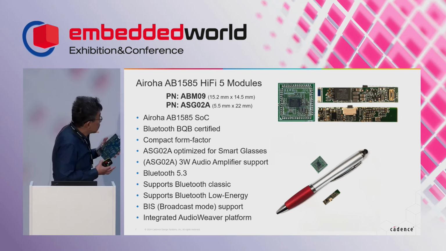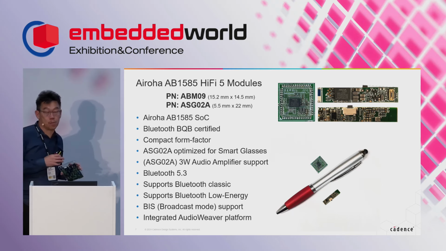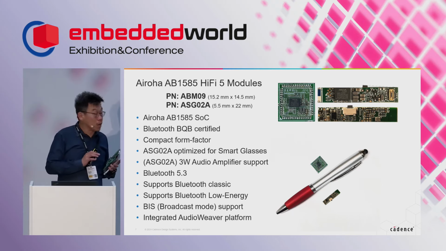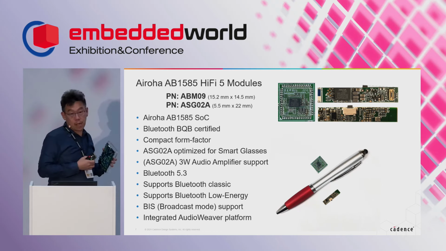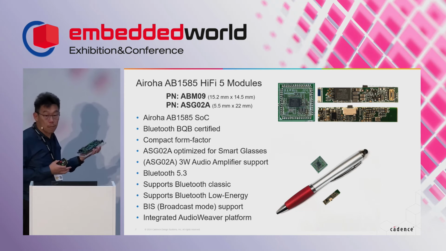For example, there are two modules available for these HiFi 5 modules. One of them is more of a square size, and that can be used in a smart speaker or a headphone. The other one is a narrow profile, and it can be integrated into smart glasses. And it's all pre-built and pre-qualified, so you do not need to spend a great deal of effort on all the RF testing and the compliance testing.